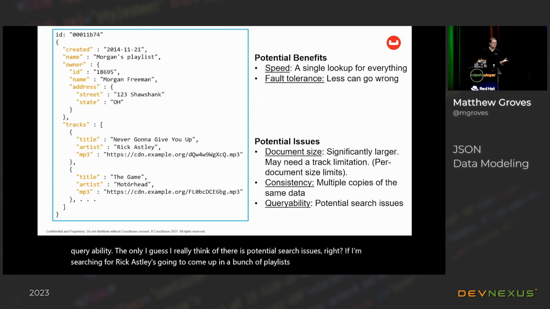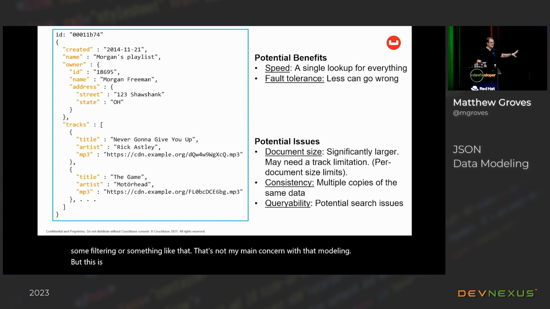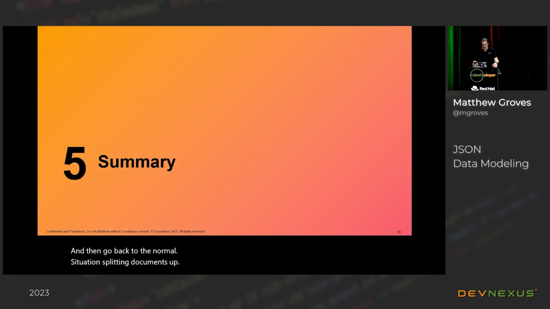So I might have to do some filtering or something like that. That's not my main concern with that modeling. But this is kind of the extreme example. And this is kind of where I would, again, want to start: embed as much as possible until it doesn't make sense to, and then go back to the normal situation of splitting documents up. So I hope that's helpful.